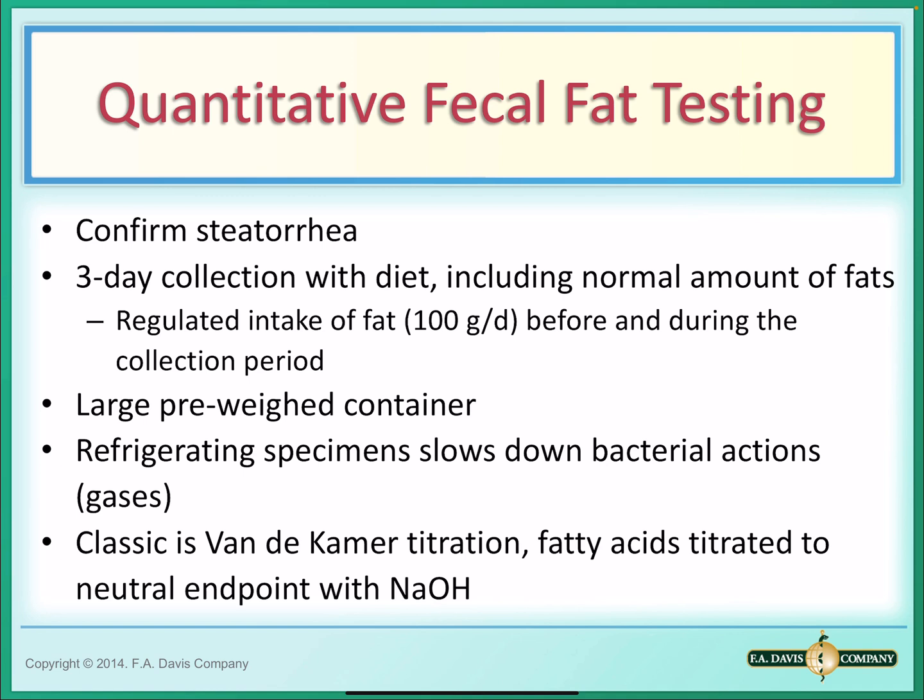A rapid and safe procedure for analyzing quantitative fecal fat is the hydrogen nuclear magnetic resonance spectroscopy, the HNMR method. In this method, the homogenized specimen is microwaved, dried, and analyzed. The results correlate well with the gravimetric method, and it is widely used in reference laboratories.